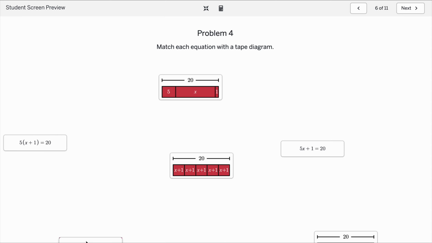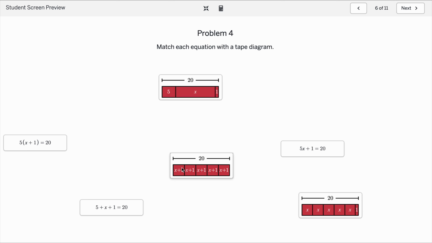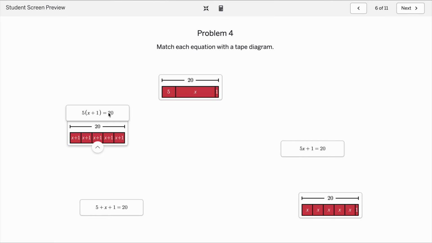Okay, so here's this one. I have to figure out which of these tape diagrams match my little equations here. So how I'm going to do it is, I know that when I see these parentheses right here, I have x add 1. That means that I'm going to have 5 boxes that have x add 1. So immediately I see that this one and this one go together, because there are 1, 2, 3, 4, 5 boxes with x add 1.